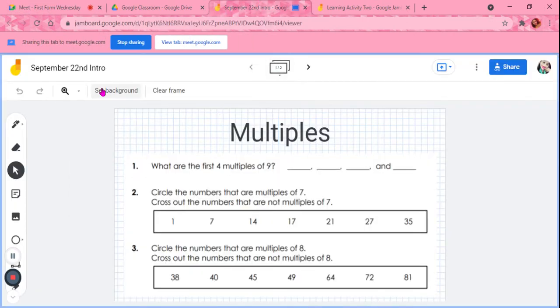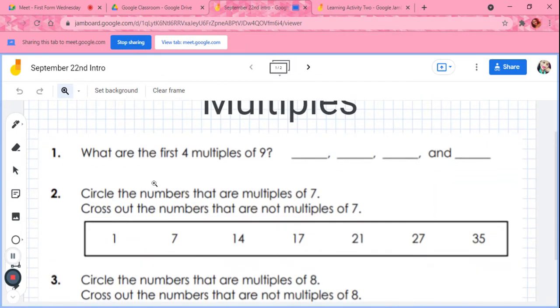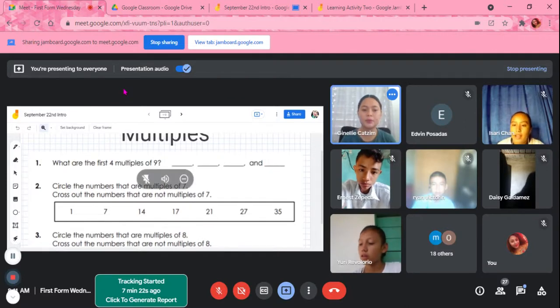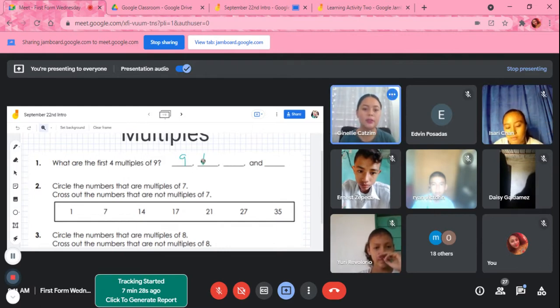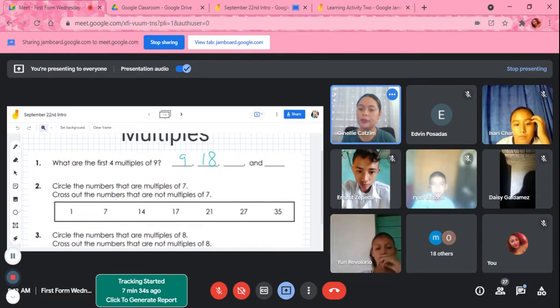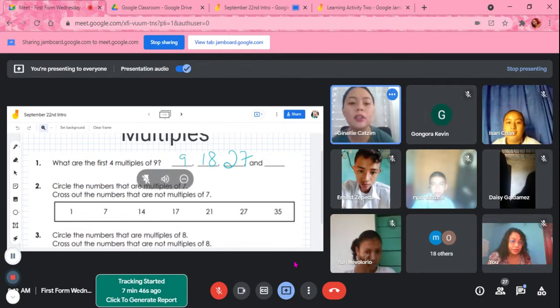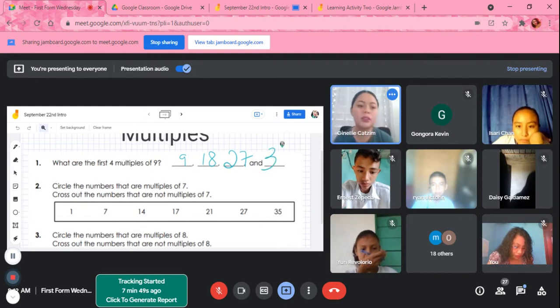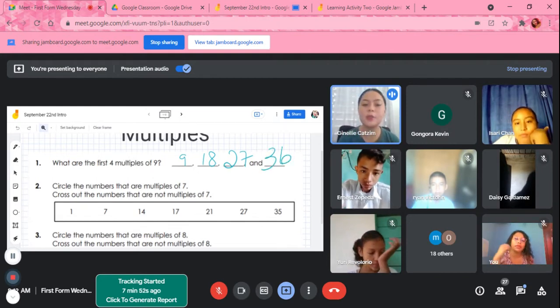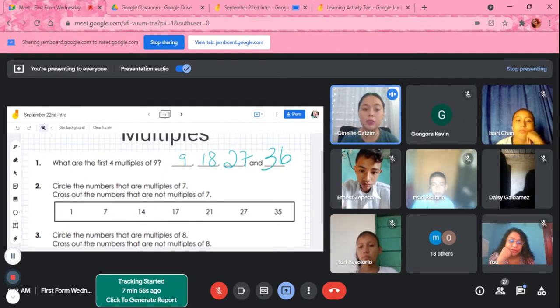So if we do that, 9 times 1 equals 9, right? So that will be your first multiple. Now, what will be your second multiple? 18. Very good, 18. Now, your third multiple will be 27. Very good, 27. And the last multiple there was 36. Very good, 36. So as we see, the multiples are just multiplying, right? We just multiply to get the multiples.